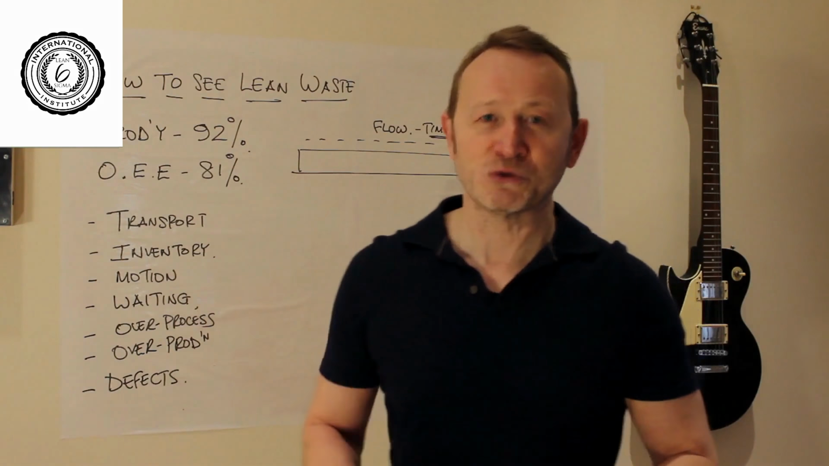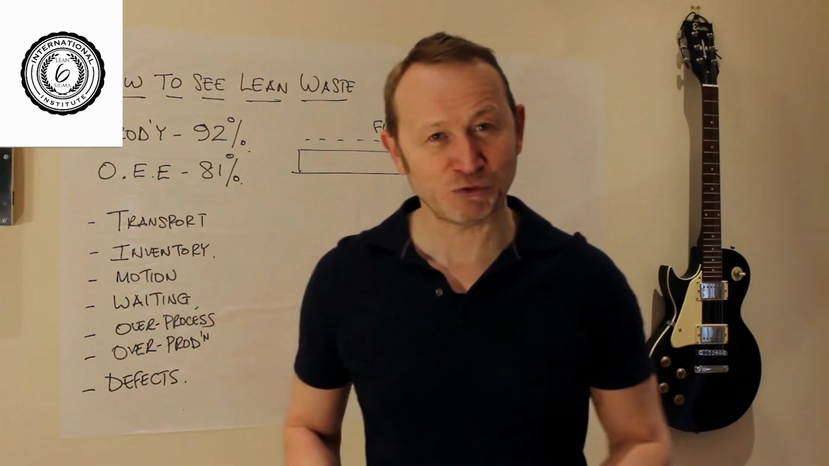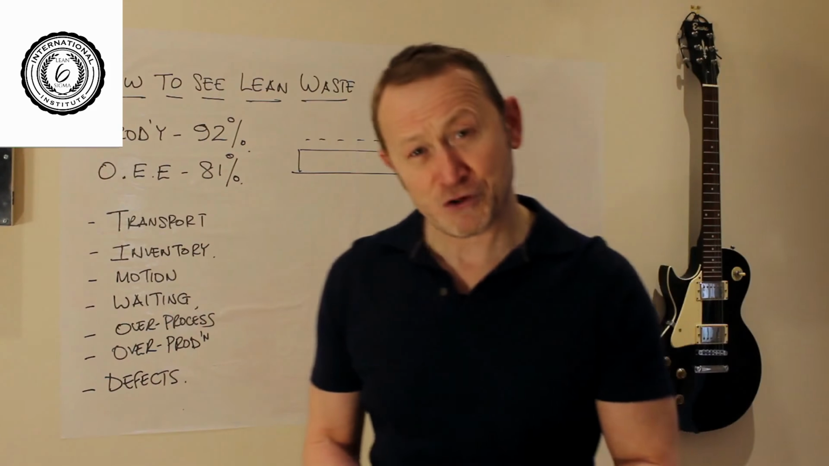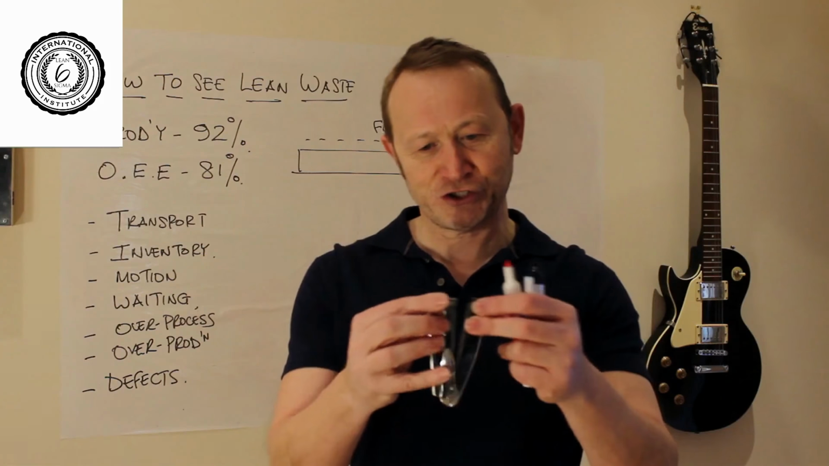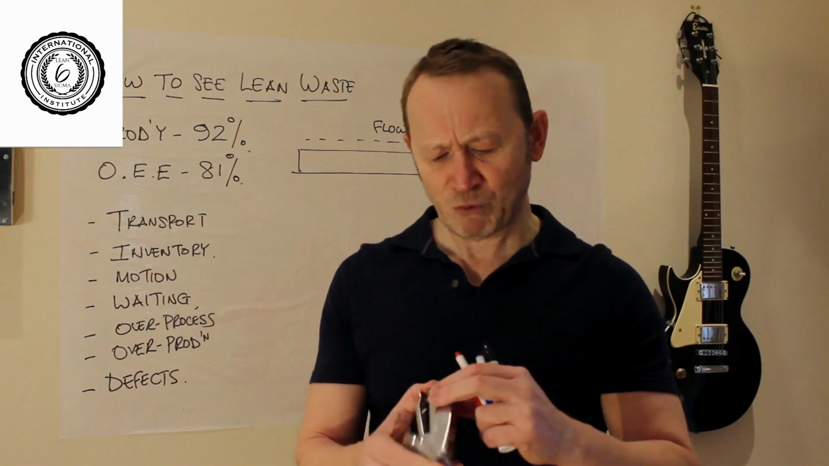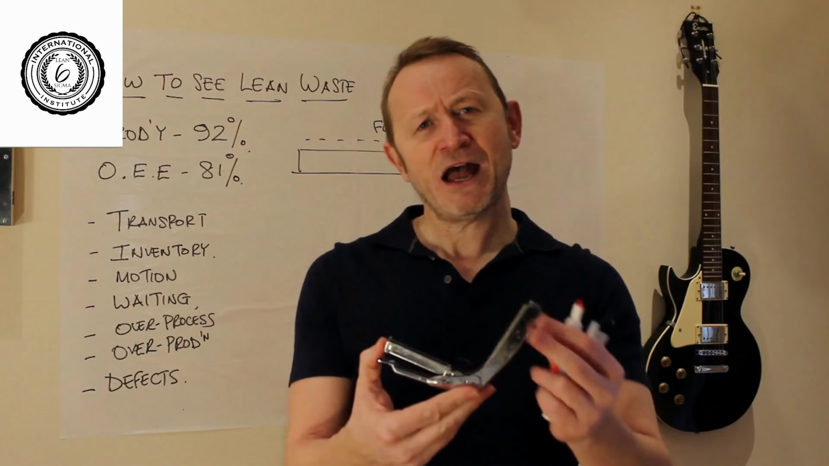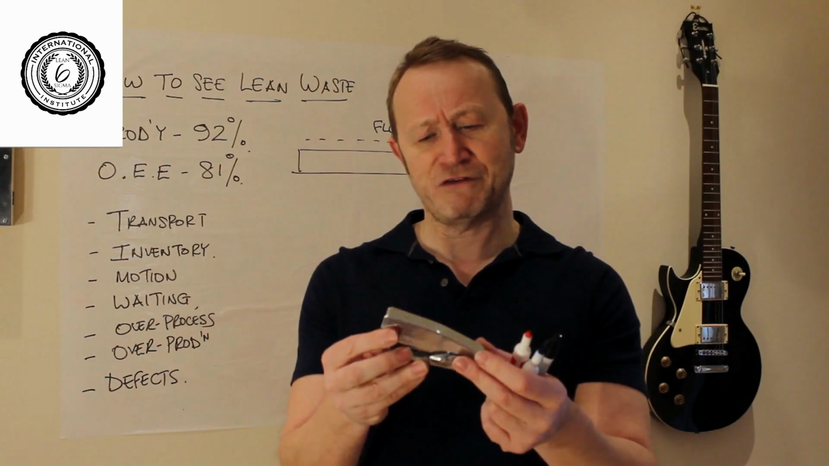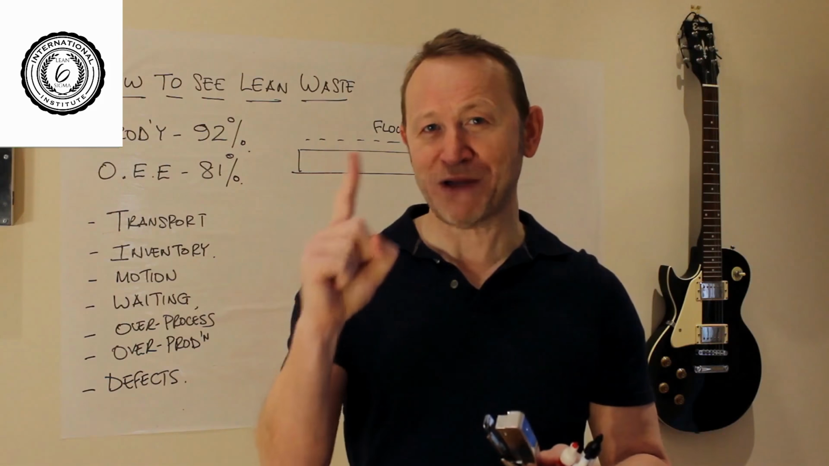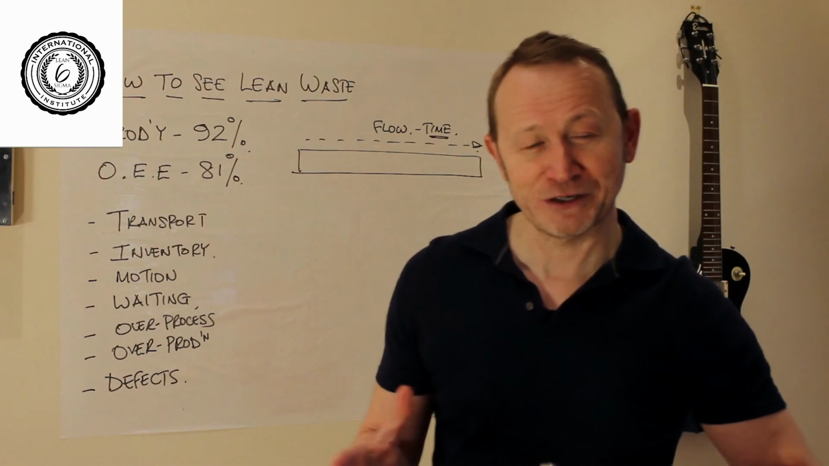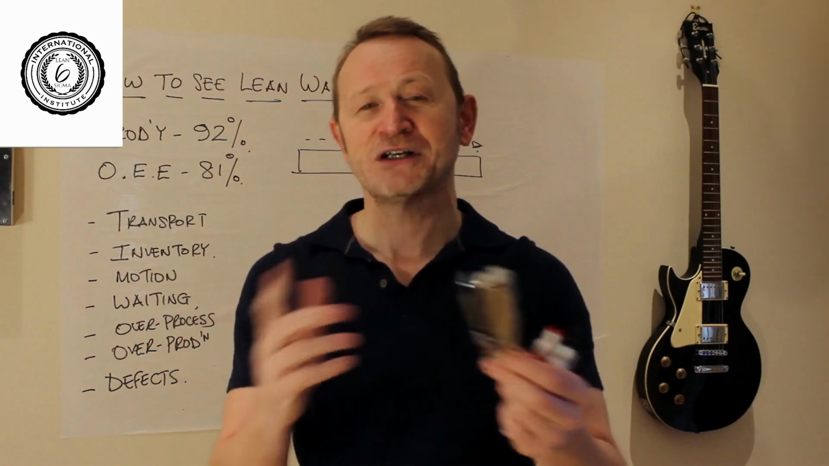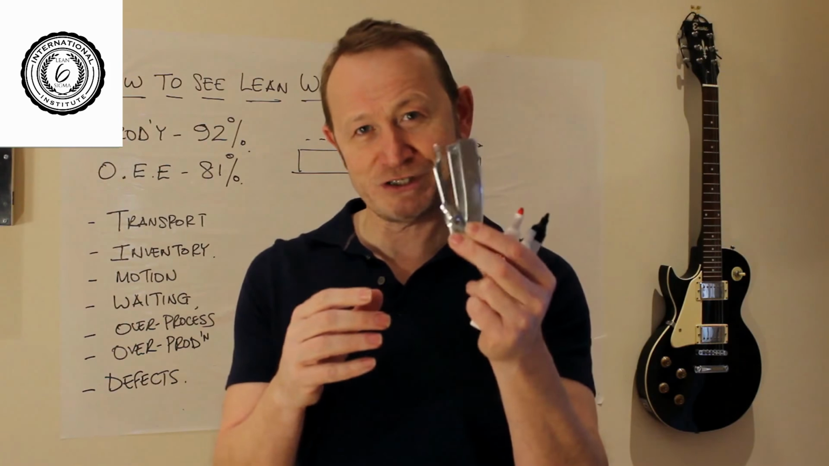So let me show you 2 simple exercises to see how much waste you've got inside your factory. You can do this very, very quickly. The first time I ever did this, I was working for this company. This is a Rexel stapler. And what we did was we sat down and we said, how much time is involved in actually making this one? So we're talking about making one. We're going to behave like a customer. We're literally going to knock on the door and say, I'd like to buy a stapler, please.